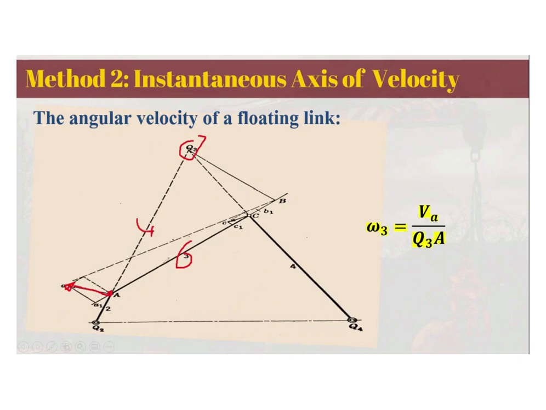So thus we can also find the angular velocity of the floating link 3. If you have the velocity of A, and you know this distance here from Q3 to A, then you can find the angular velocity of this floating link, since they are connected in the same centro.